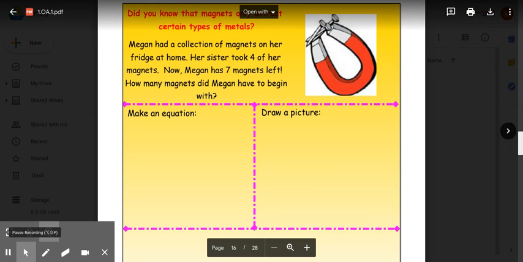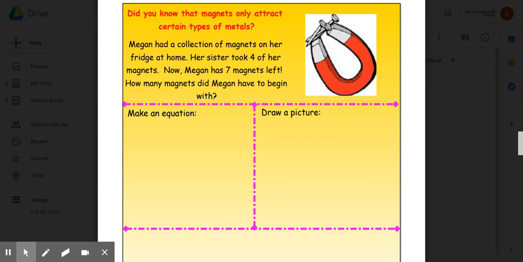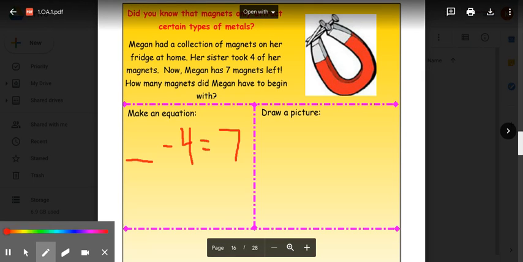begin with? So I want you to pause the video, reread the problem and write your equation as you reread your problem. Make sure your equation matches the story problem. Ready? Pause. All right, if your equation looks like mine, you are correct.